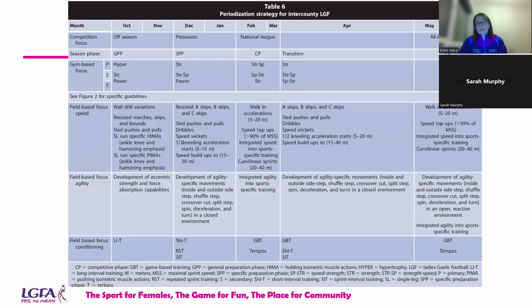So this graphic, as I say, there's a lot of detail on it. We don't need all of the detail here in terms of tonight, but it's just to give us an idea of the differentiation between different stages of the season.